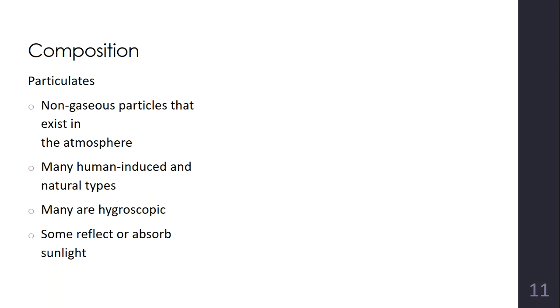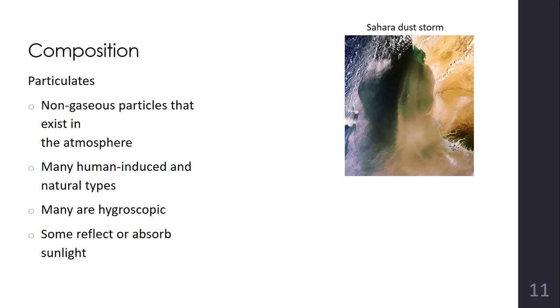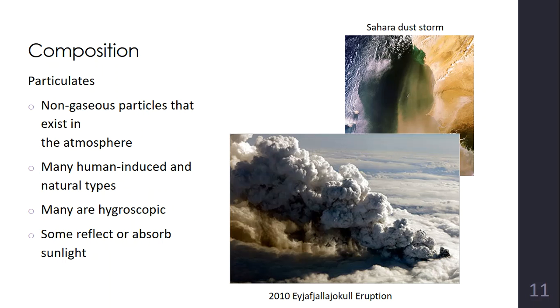Some reflect and some absorb light. If we look at a satellite image of a dust storm coming out of the Sahara, there's a bunch of really easy to see particulate matter, this very fine dust that has been kicked up into our atmosphere. I am not going to pretend to pronounce the name of this volcano in Iceland, but in 2010, this volcano erupted, throwing a ton of particulate matter into the atmosphere that disrupted air travel all over the world. As this cloud of particulate matter traveled around, air traffic routes had to be rerouted for months afterwards.